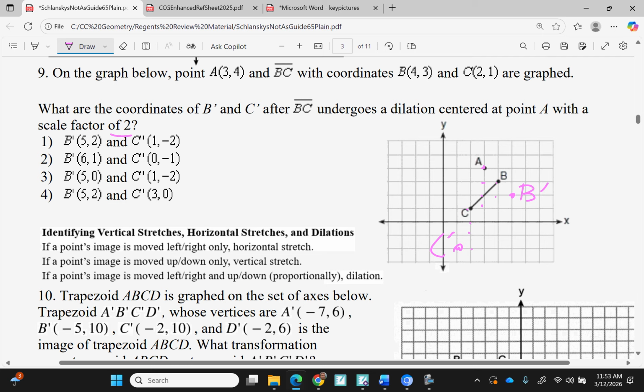So whether it's a line segment or a shape, whenever I'm dilating points, I count from the center of dilation. I go to each point. I do it the scale factor number of times.